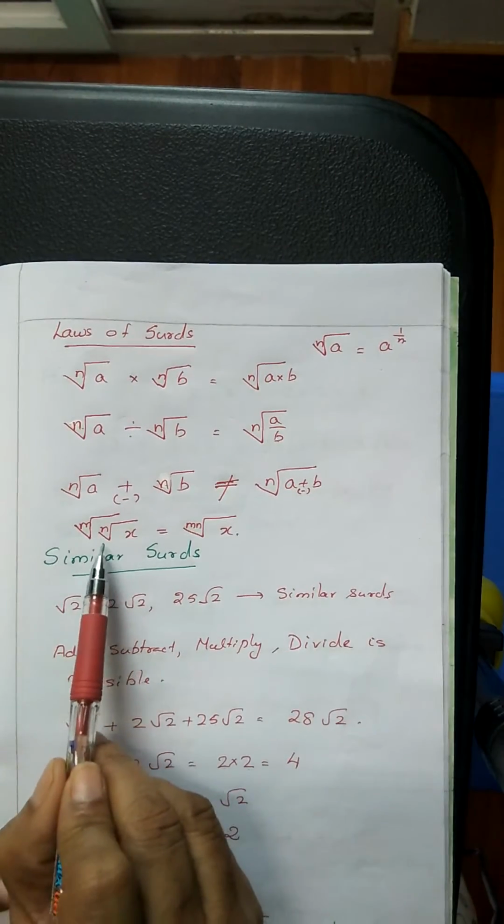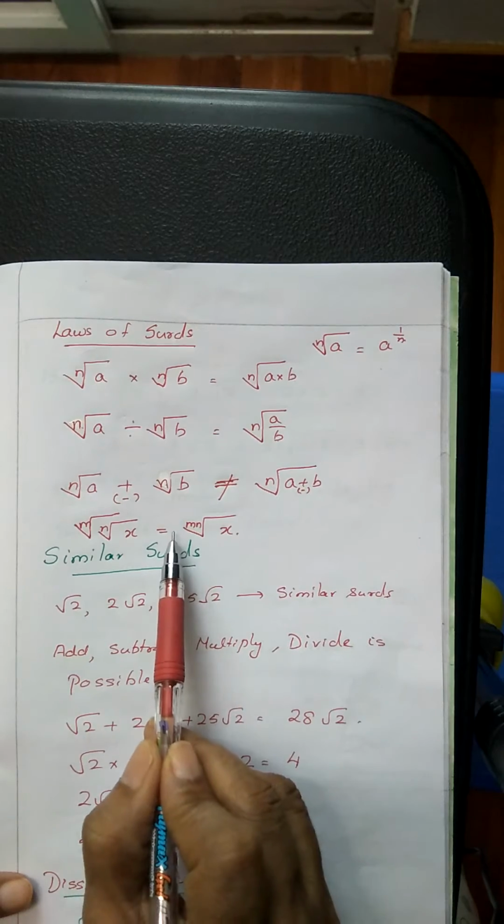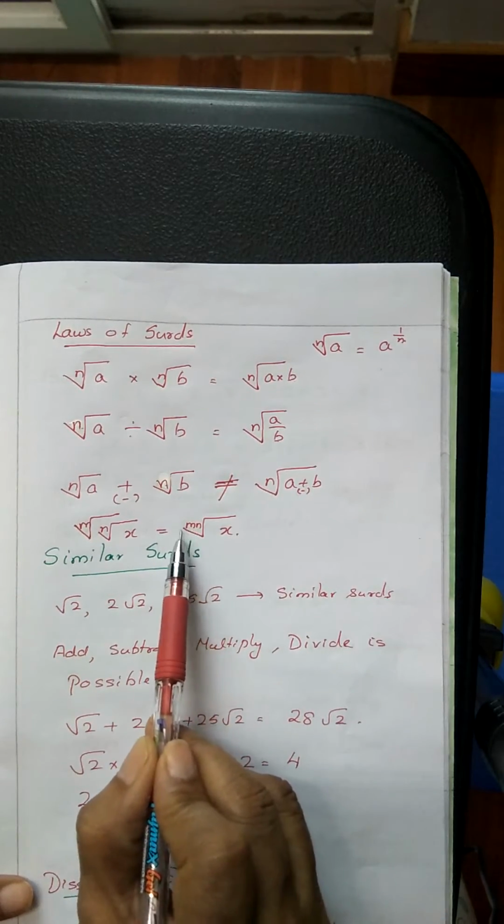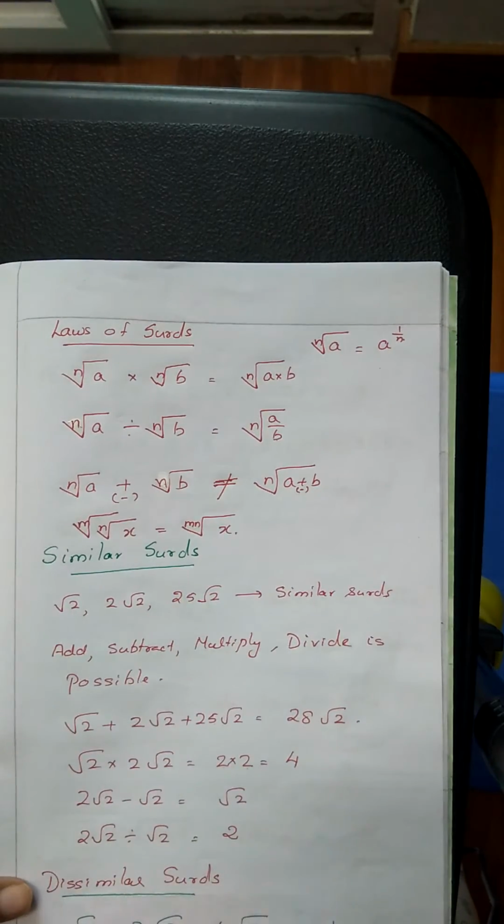Now, the m-th root of the nth root of x is equal to the mn-th root of x. You have to multiply these orders.